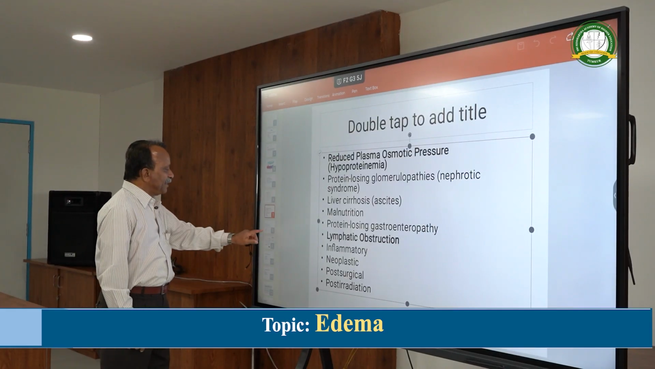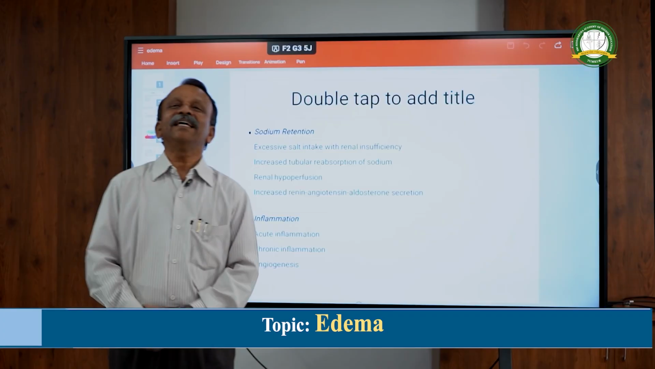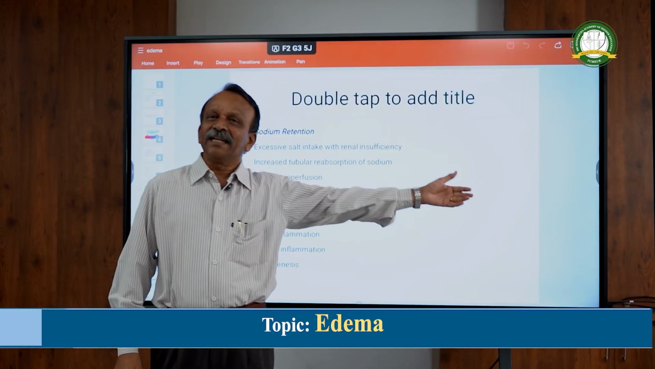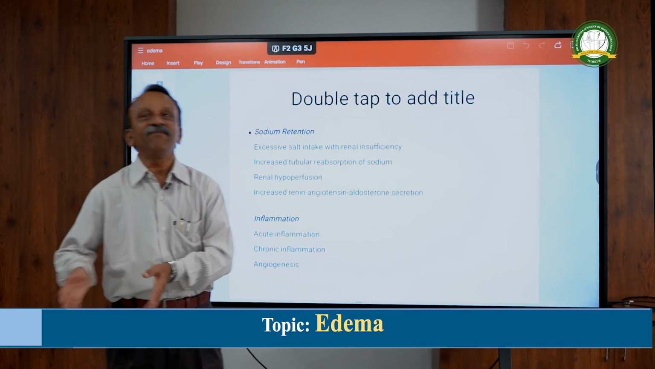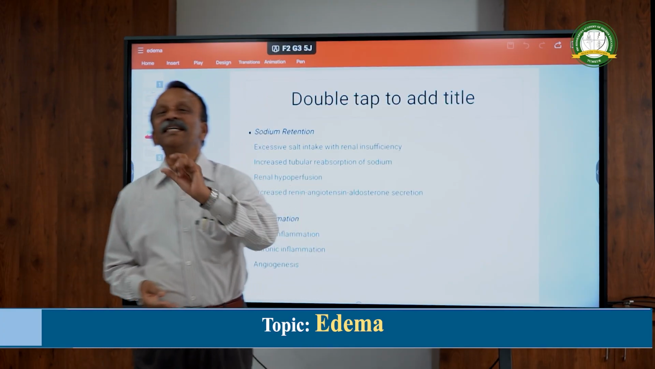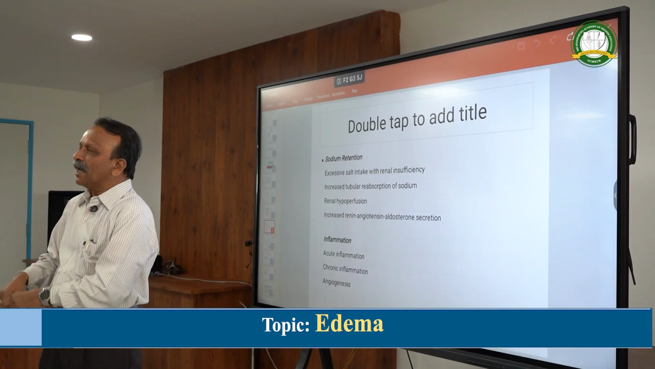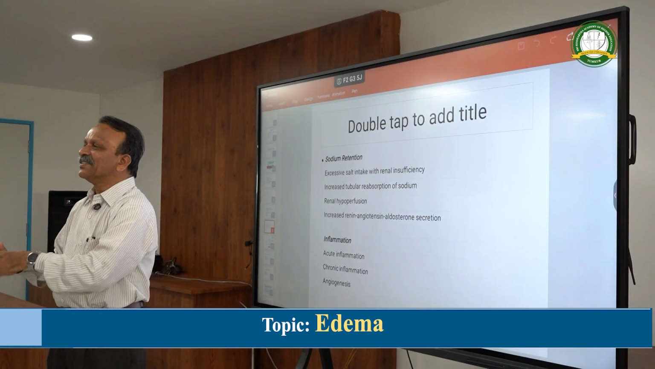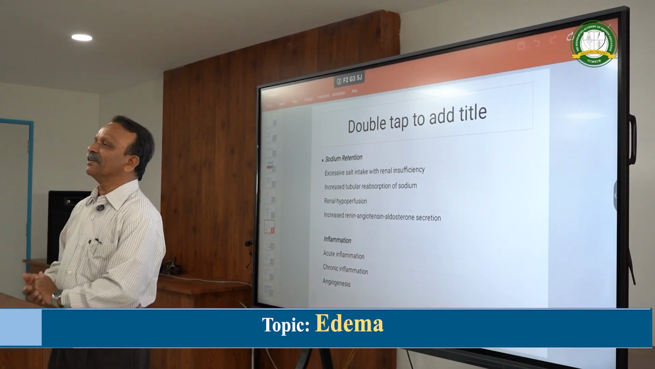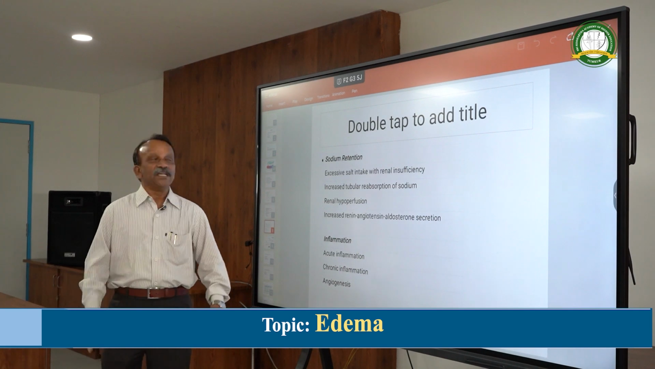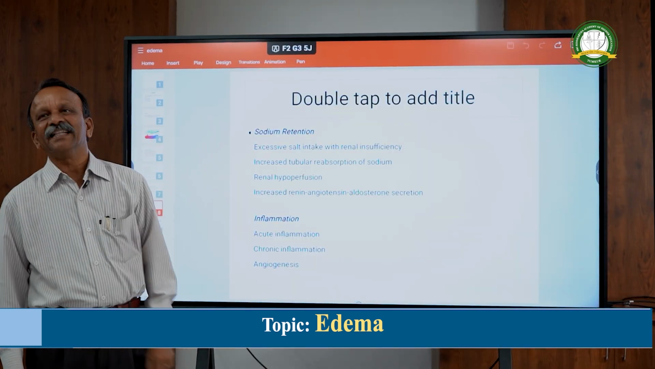And another cause for this lymphatic obstruction is filariasis. You might have seen in the coastal areas, people with a big leg, that is called elephantiasis. Elephantiasis is due to Wuchereria bancrofti, filariasis. In case of filariasis, the dead worm obstructs the lumen of the lymphatics, resulting in lower limb edema, which appears like an elephant's leg. That's why it is called elephantiasis. So these are the causes for lymphatic obstruction, which results in the edema.